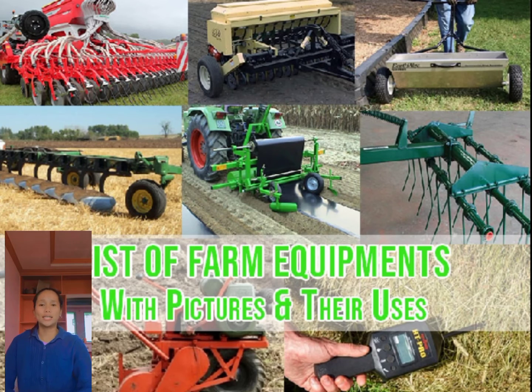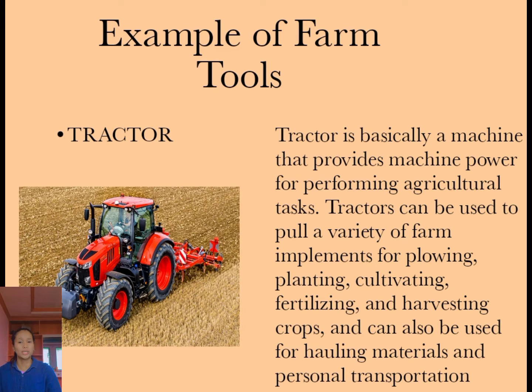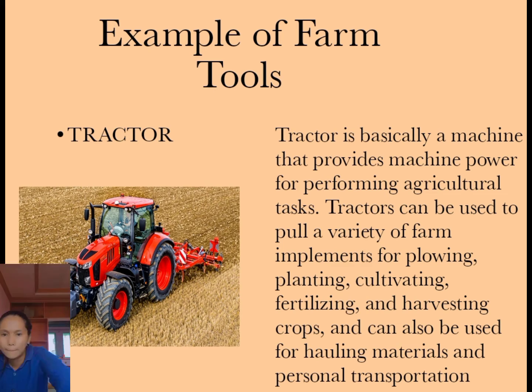So next are the examples of farm equipment. I have here some examples of farm equipment. First is the tractor. A tractor is basically a machine that provides power for performing agricultural tasks. A tractor can be used to pull a variety of farm implements for plowing, planting, cultivating, fertilizing, and harvesting crops, and can be used for hauling materials and personal transportation.